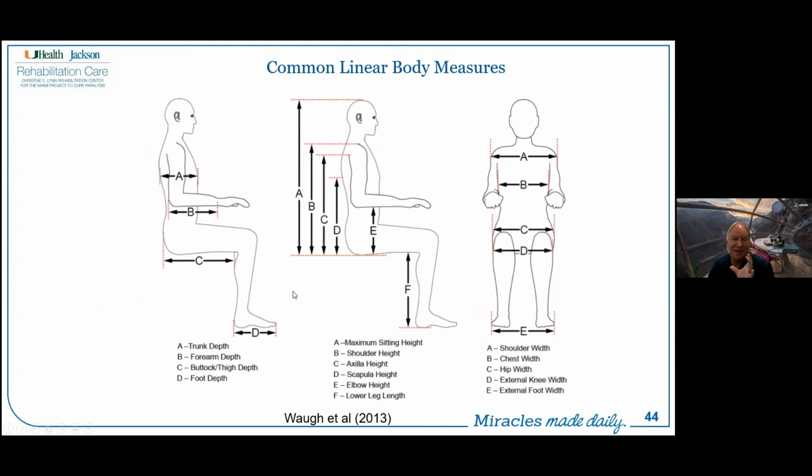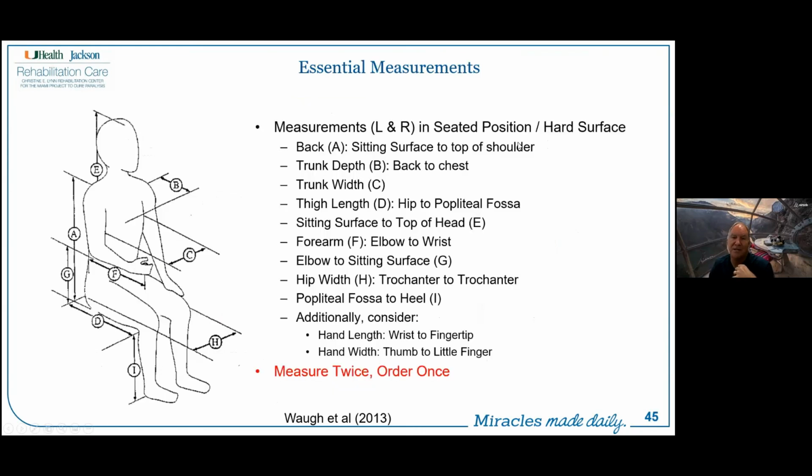Again, this is the Bible of wheelchair measurements and seating systems. It talks about all of the essential measures, and these are listed out here. Again, I'm happy to provide my slide set to anybody that would like it. The key thing here, if there's one thing that I would say with regard to our physician therapy interactions, we always want to measure twice so that you only have to order once.